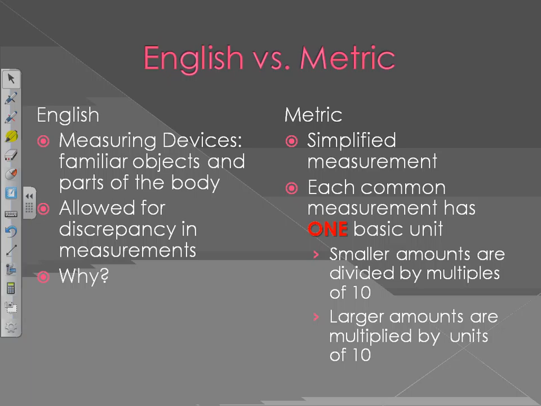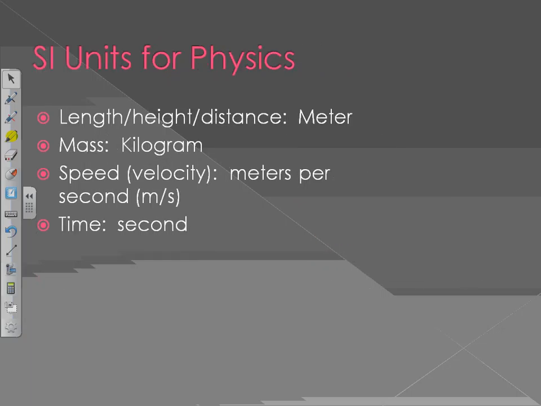So instead, in the metric system, each common measurement has one basic unit. If we need a smaller amount, then we'll divide that basic unit by multiples of 10. Or if we need to make a larger measurement, we'll multiply that basic unit by units of 10 as well. So what system does physics use? We use the SI system.